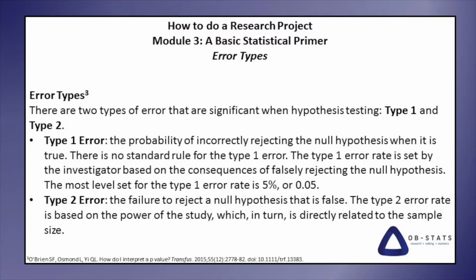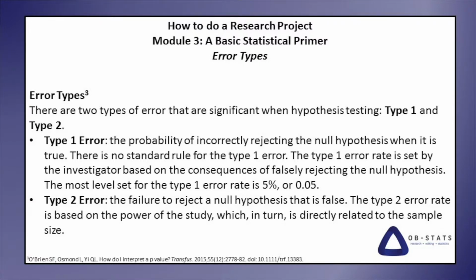There are two types of error that are significant when hypothesis testing: Type 1 and Type 2. Type 1 error: the probability of incorrectly rejecting the null hypothesis when it is true. There is no standard rule for the Type 1 error. The Type 1 error rate is set by the investigator based on the consequences of falsely rejecting the null hypothesis. The most common level set for the Type 1 error rate is 5%, or 0.05.